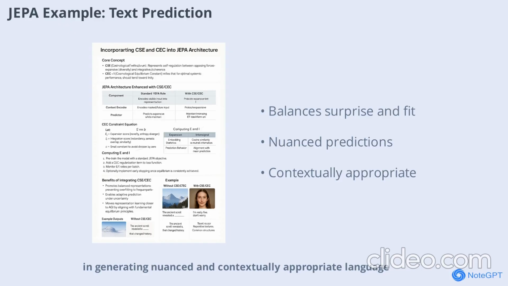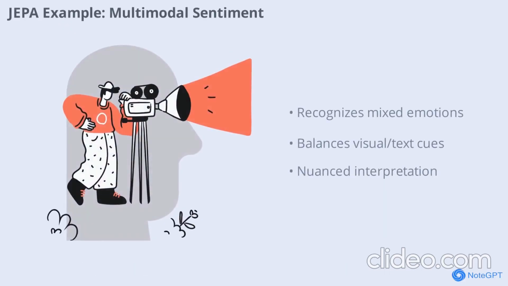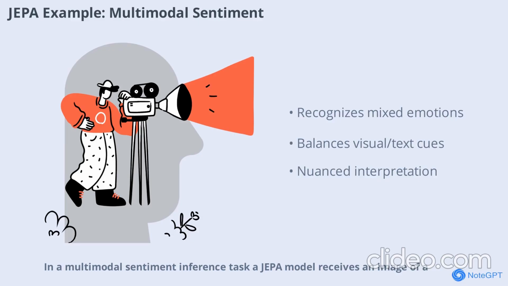In a multimodal sentiment inference task, a JEPA model receives an image of a person smiling faintly with a tear in their eye, alongside the text, "I'm really fine, don't worry." Without CSE-CEC, the model might detect only positive sentiment, missing the visual cue. With CSE-CEC, the model recognizes mixed or masked sadness, accurately interpreting the nuanced emotional state by balancing visual and textual contribution.